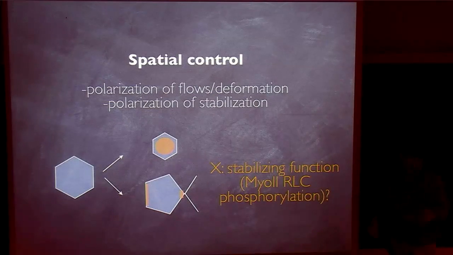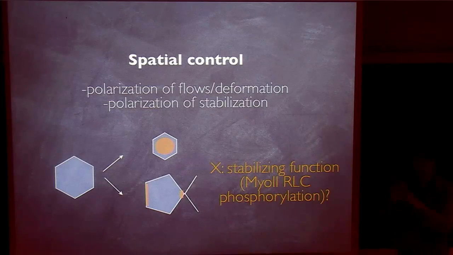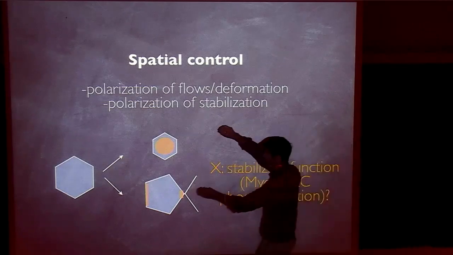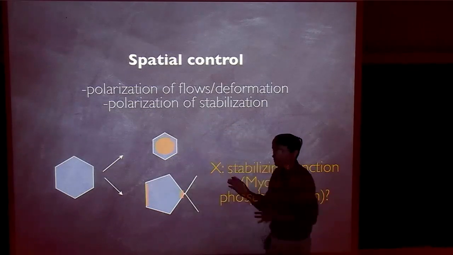Okay. So now this is going into a bit of development. Information has to be produced and talk to the cells to say, well, I want to accumulate myosin 2 here and there. Okay.